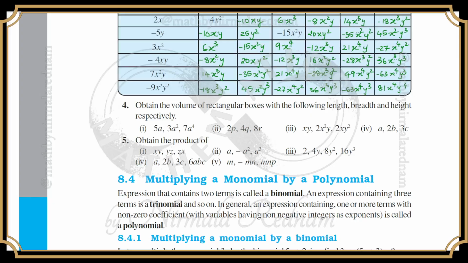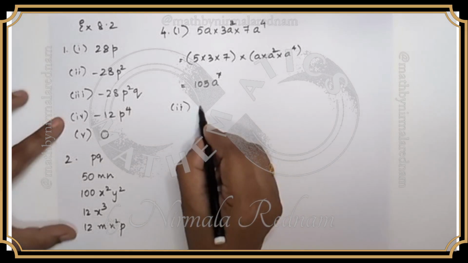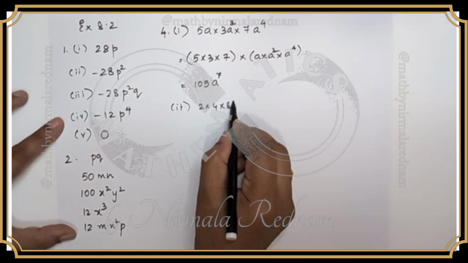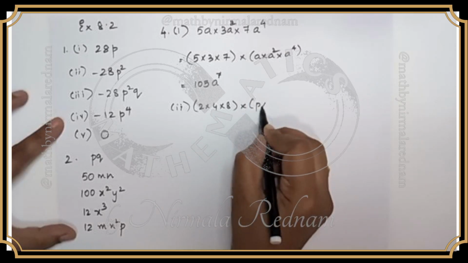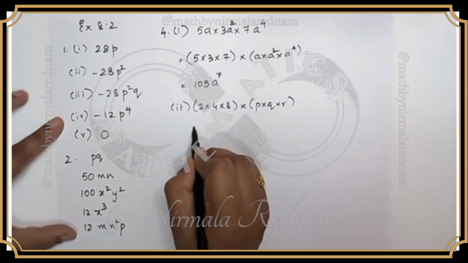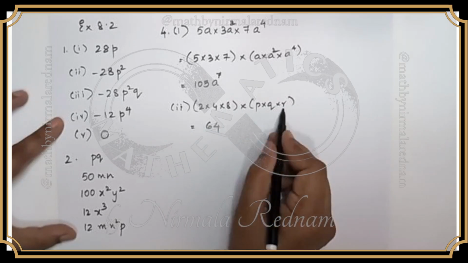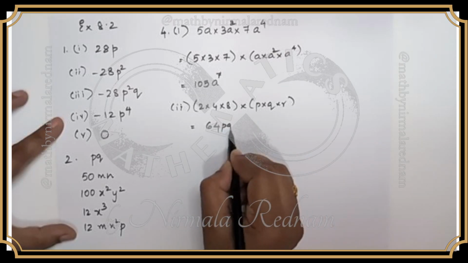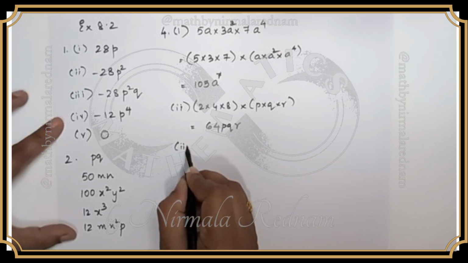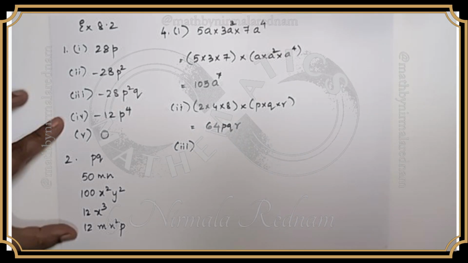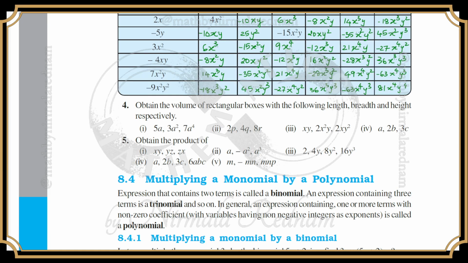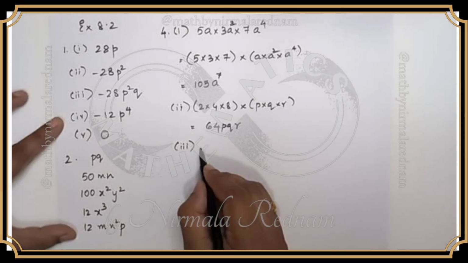right? Second question, 2p, 4q, 8r. 2, 4, 8, pqr, right? This is nothing but 64. And you can see that there is no like term here. I have to write it just as it is, pqr, right?